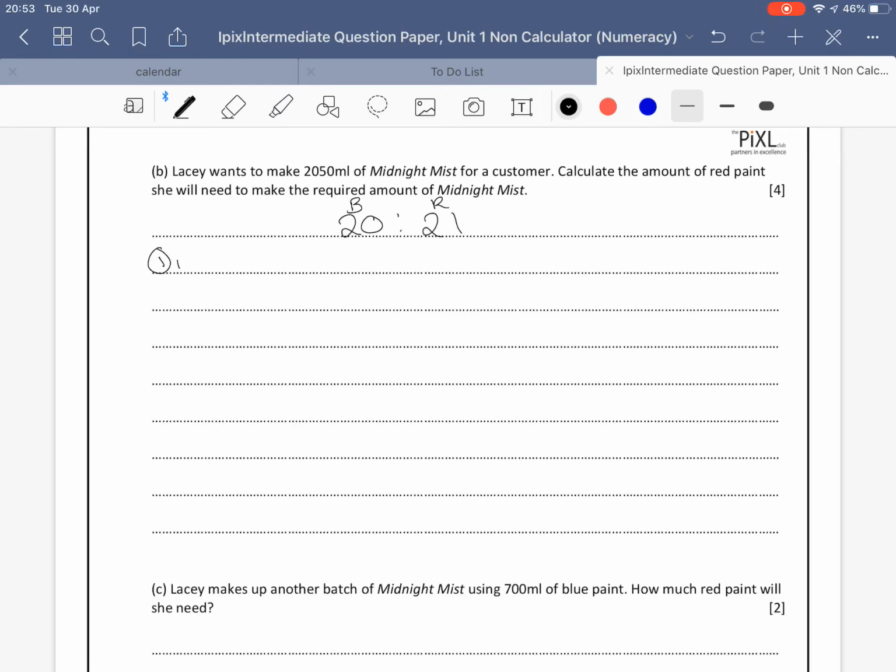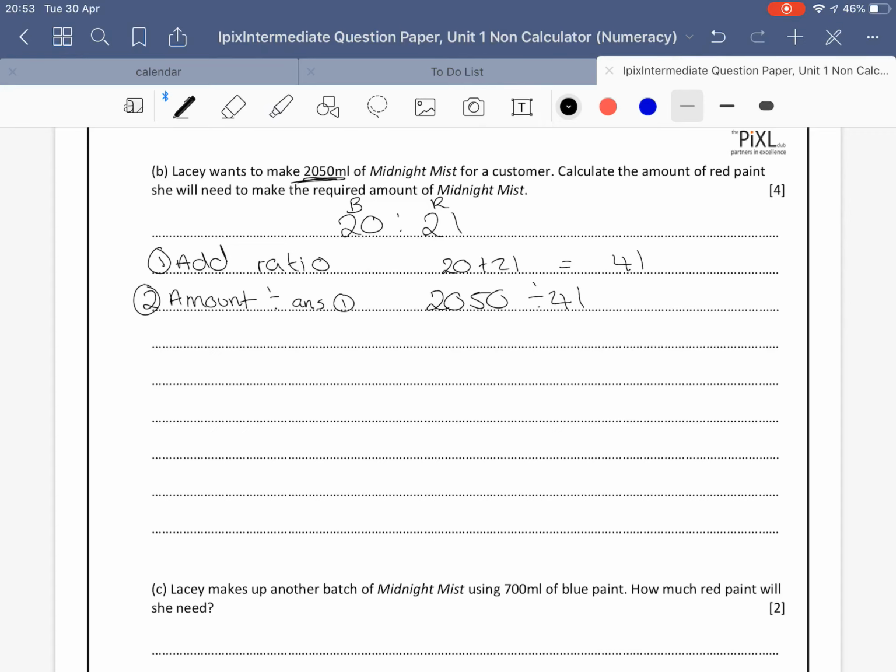So step 1 is to add the ratio. This is how I've taught it before. So I'm going to do 20, add my 21, which is 41. Step 2 then is to take your amount and divide it by your answer for number 1. So I'm going to take my amount, 2,050, and divide it by my 41.